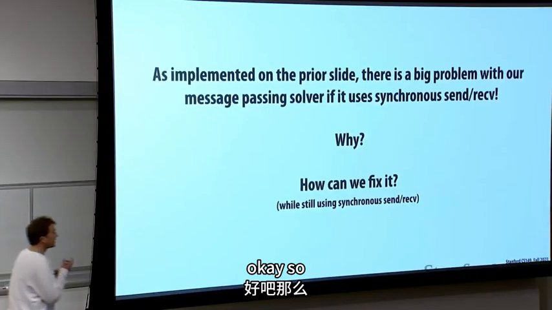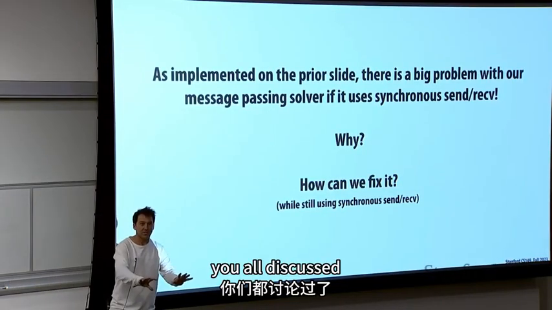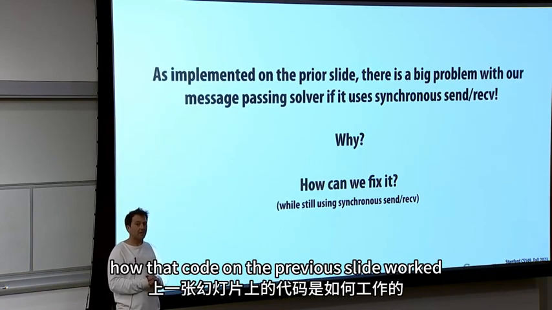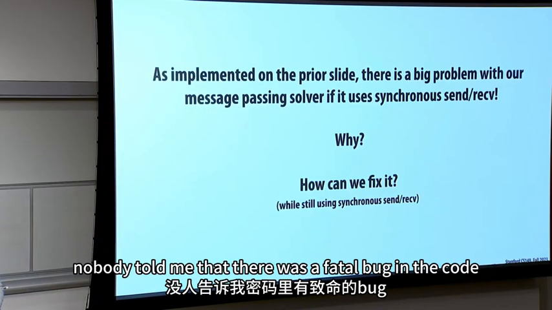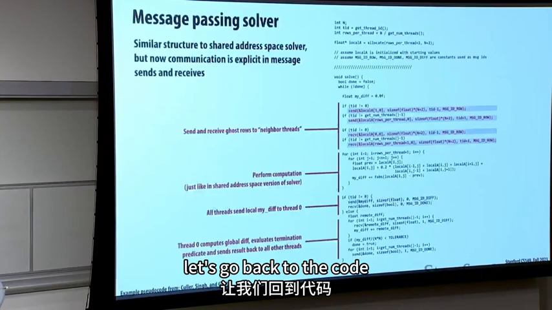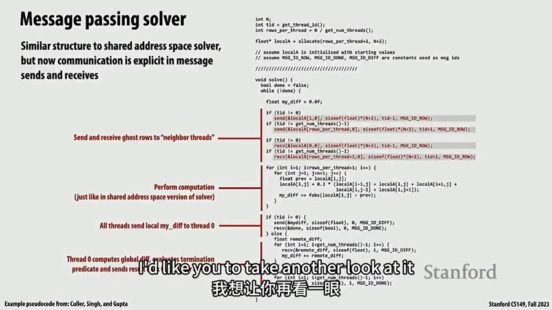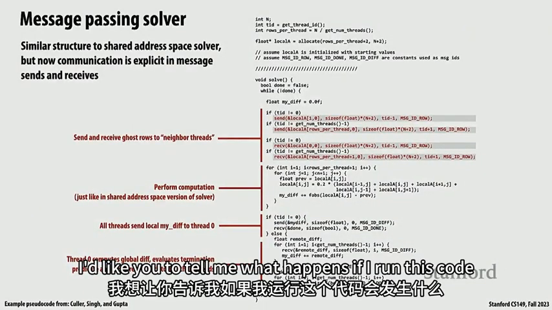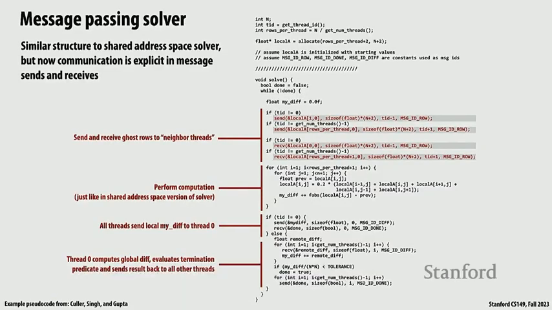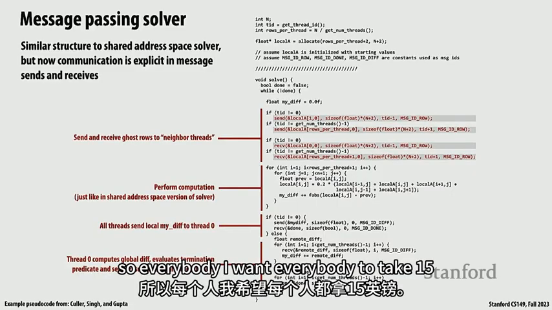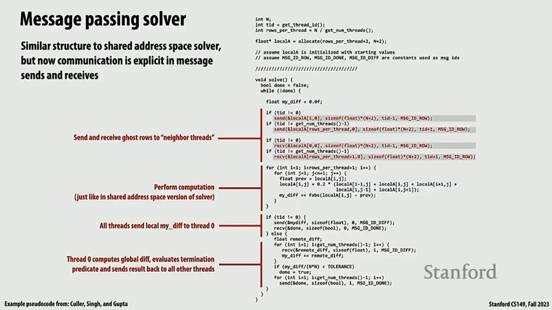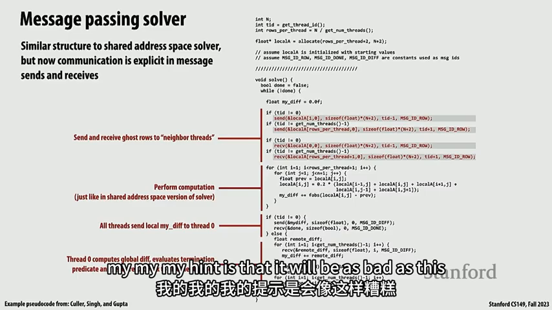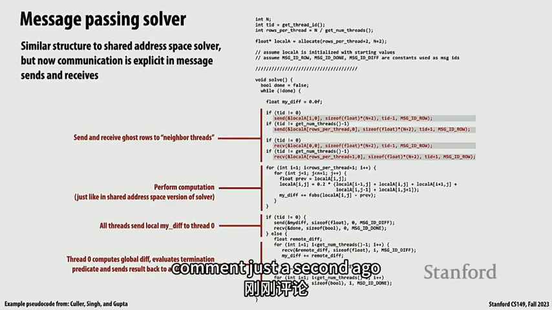Okay, so you all discussed, and you all correctly told me how that code on the previous slide worked. But nobody told me that there was a fatal bug in the code. Let's go back to the code. I'd like you to take another look at it and tell me what happens if I run this code with blocking sends and receives. Everybody, take 15, 20 seconds to think about it. My hint is that it will be as bad as this comment just a second ago if memory does not work.